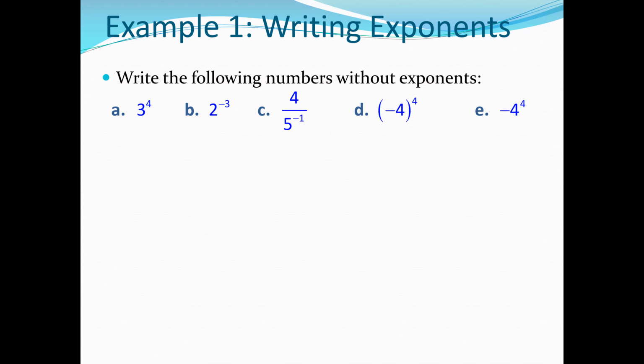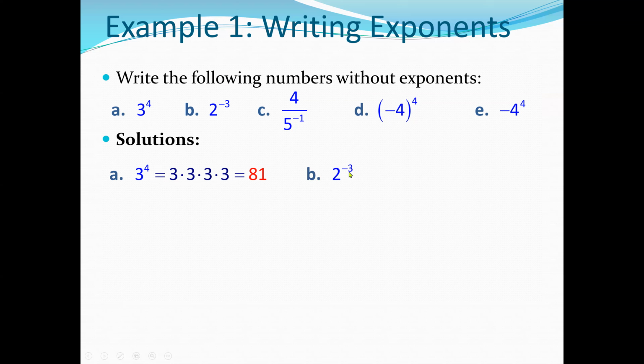Now let's try to solve some problems here. So here we are going to write the following numbers without exponents. So 3 to the power 4 is the same as writing 3 times 3 times 3 times 3. So let's see the solution. 3 to the power 4 is equal to 3 times 3 times 3 times 3, which will give us 81.